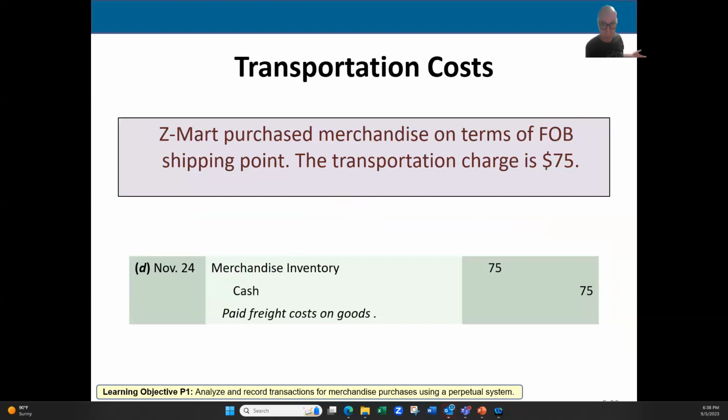Here we have an example. Our company purchased some merchandise, free on board shipping point. That means we have to pay the transportation charge. So we debit merchandise inventory $75, the shipping charge. That increases our overall value of our inventory by $75. And credit cash to pay the shipping company. You see?